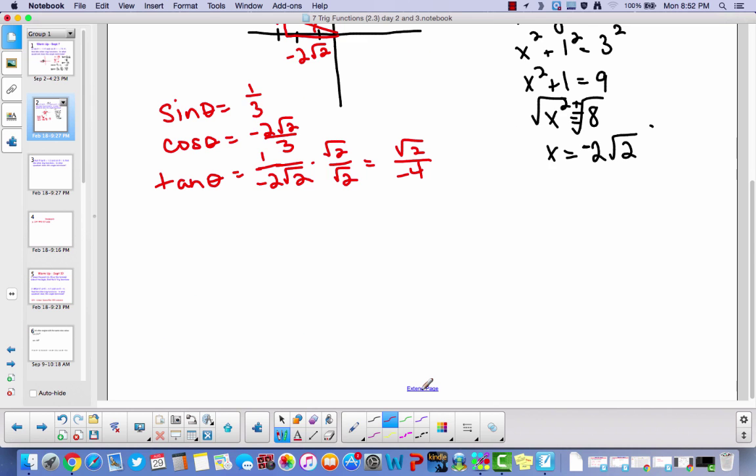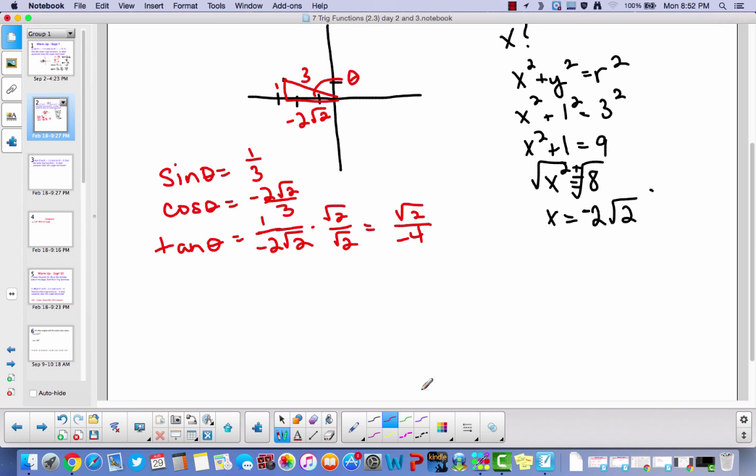Let's give ourselves a little bit more room so we can do the cotangent. Cotangent is 1 over the tangent, or x over y. Sometimes it's easier to go back and do the x over y than it is to take the reciprocal of that, because then that would put our radical in the denominator. We'd have to rationalize. So we have negative 2 square roots of 2.